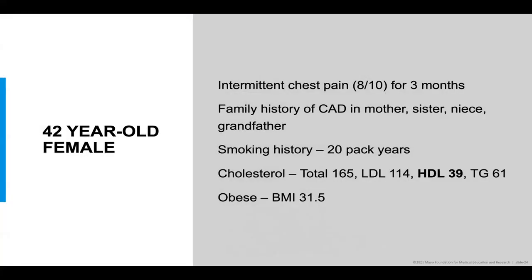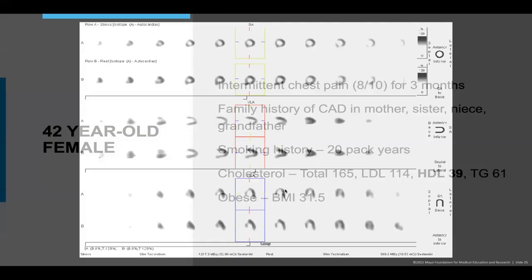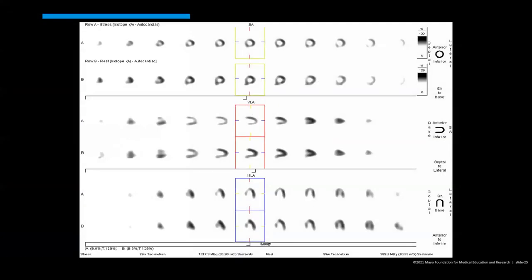Thank you. All right, Josie, you're up. A 42-year-old with intermittent chest pain for 3 months, family history of coronary artery disease, smoker, borderline low HDL, and obese. They performed a stress rest SPECT study. The first question for you, Josie, is do you see any signs of ischemia on this study?